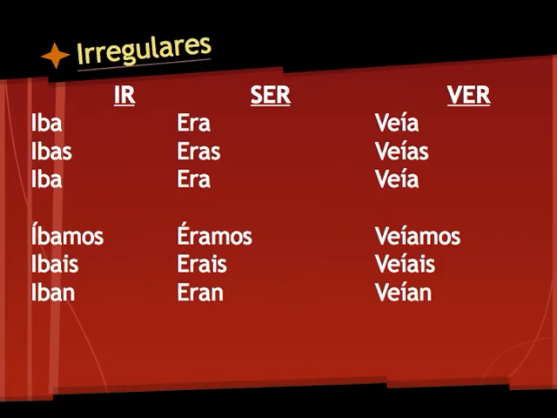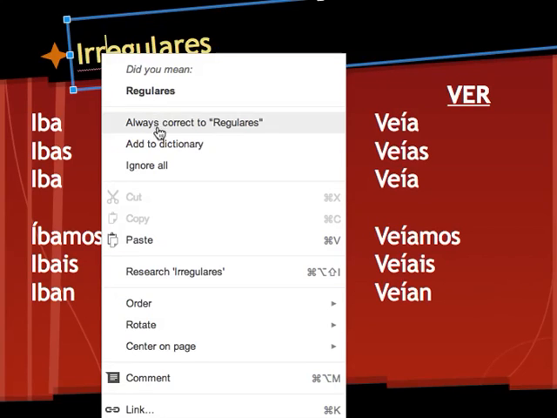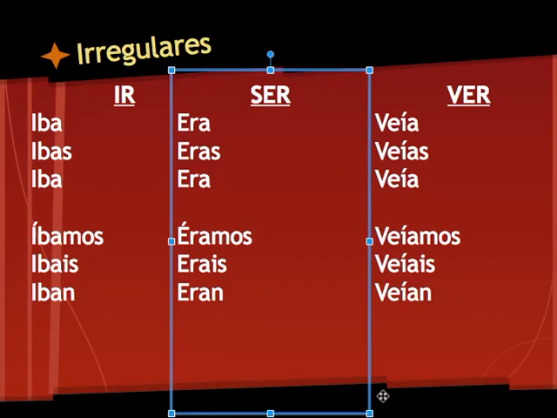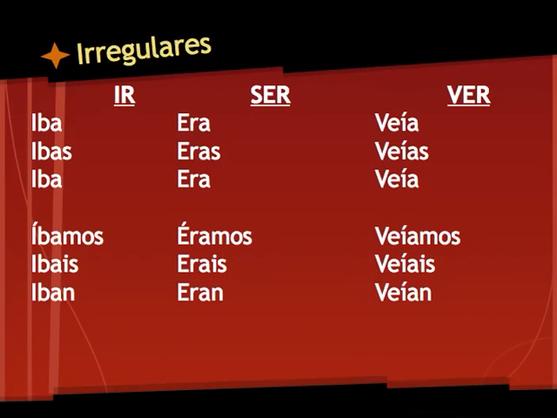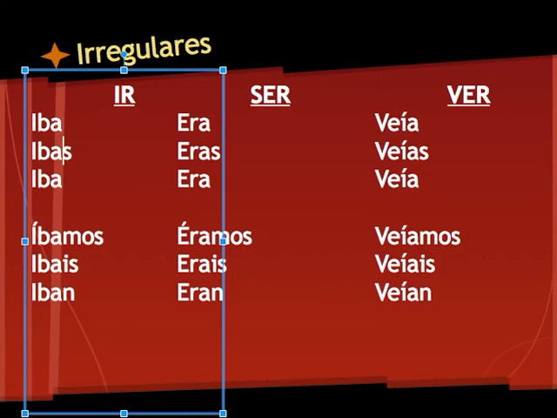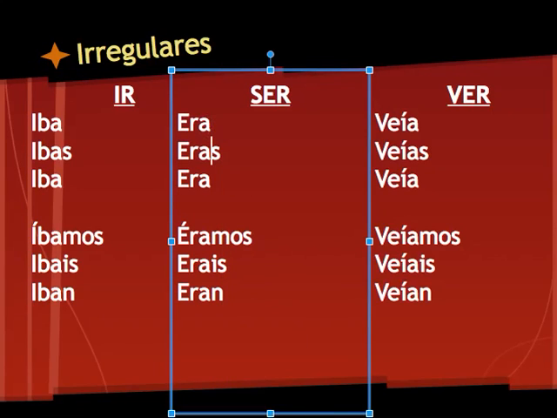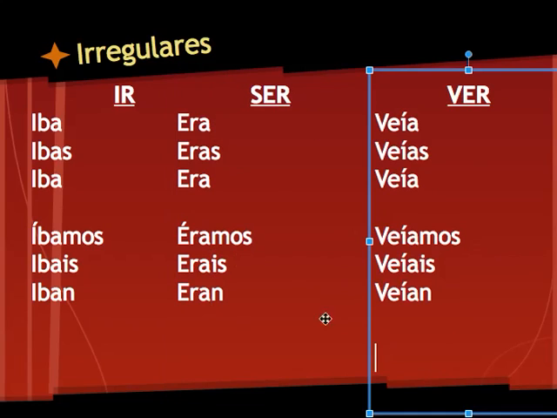Okay. Now let's talk about irregulars. The good thing about el imperfecto is that we only have 3 irregulars. Think about that. Only 3. In the preterite we have many more. Okay. So the verb ir, to go, is iba, ibas, iba, íbamos, with an accent right here, ibais, iban. Ser: era, eras, era, éramos, erais, eran. Look at the accents, only on the nosotros forms here.